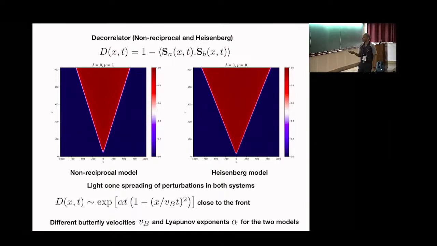It turns out that the best fit actually is to a quadratic function, from which one can extract a butterfly velocity and a Lyapunov exponent for each of these two models. I've not written down their values. So it turns out that the butterfly velocities and the Lyapunov exponent for the two models are not identical, but there's no reason for them to be identical either.